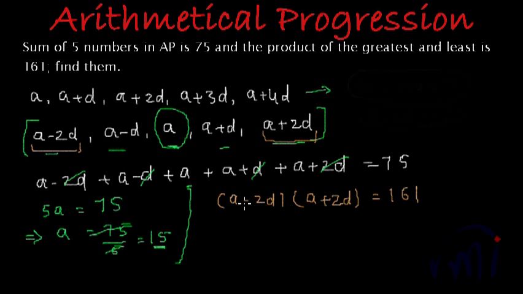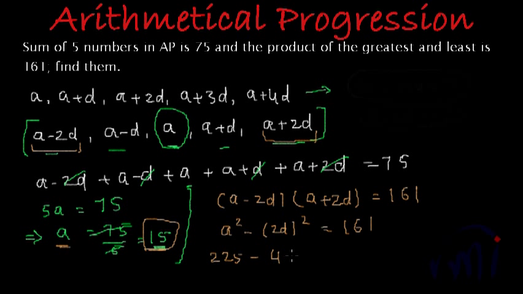And this is the formula of (A minus B) multiplied by (A plus B), which is equal to A square minus B square, right? So this will be A square minus 4d square is equal to 161. And here we have got the value of A as 15. So if I put the value of A as 15, A square will be 15 square, that is 225, minus 4d square is equal to 161, right?